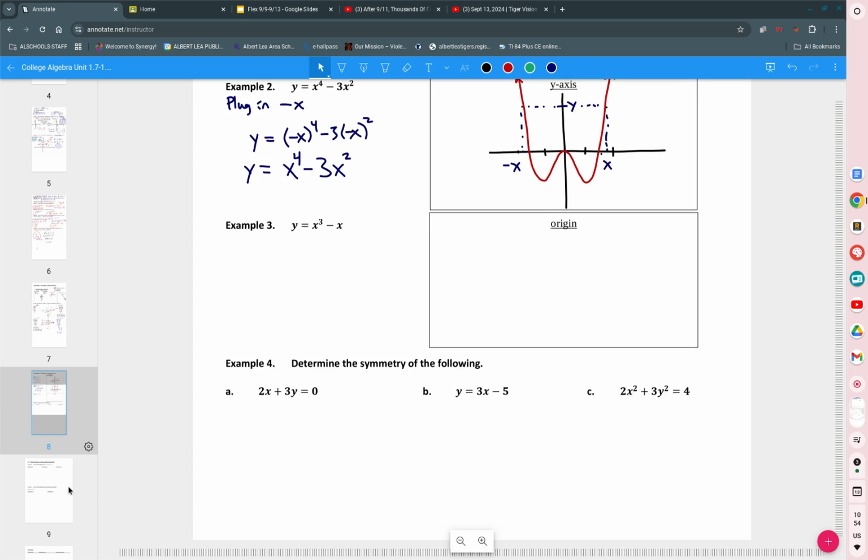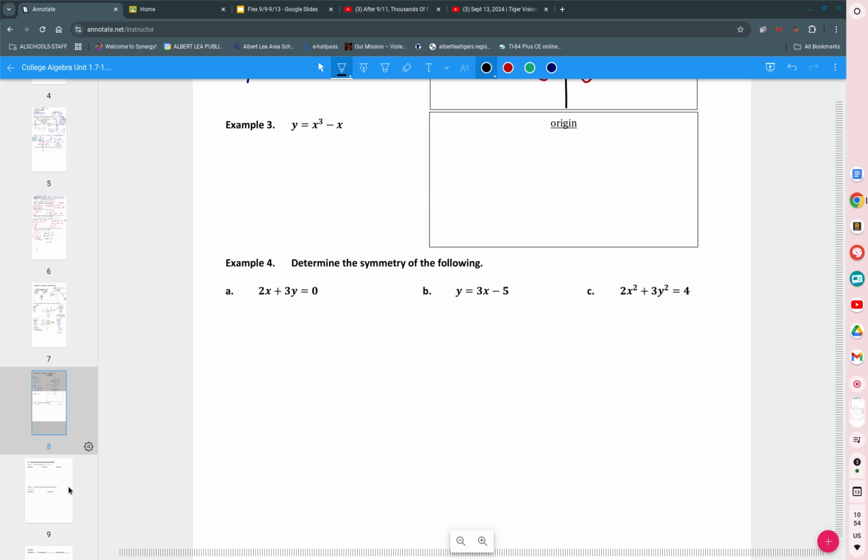And the one that I think is most confusing for people is the origin. I think the best way to describe symmetry about the origin, this graph looks like this. And symmetry about the origin can be explained in this way. If you were to rotate the object 180 degrees, it would look identical. Flip it 180 degrees, looks the same. And in this situation, you plug in negative x and negative y.